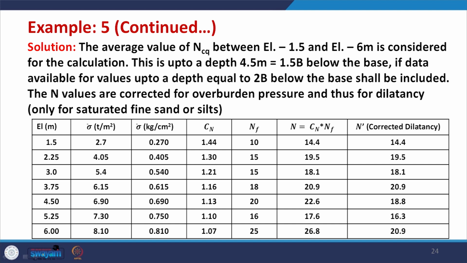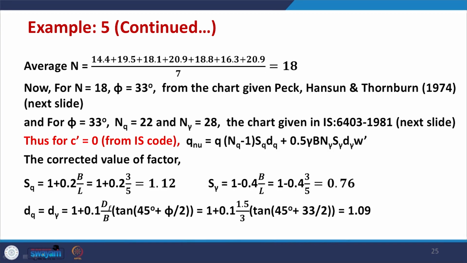So, these are all the corrected values. The final values you get are 1, 2, 3, 4, 5, 6, 7, and we take the average of this number. Once you do this for these 7 layers of N values, you get 18. So, to get this number we need to do so many calculations, and the finally the answer we get is only one number, N. Now, if you get this value of N, then we can use the chart which is given in the IS code to get the corresponding value of phi.